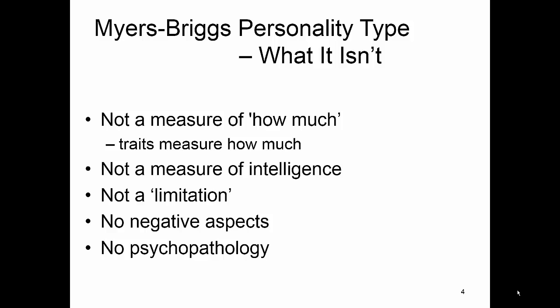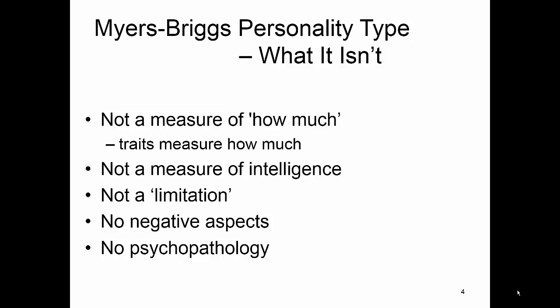Because you can measure how much with a trait, you could get a score from 0 to 100 if you had such an instrument. This simple difference has caused many psychologists to mistakenly criticize the Myers-Briggs type indicator as a measure of a trait.